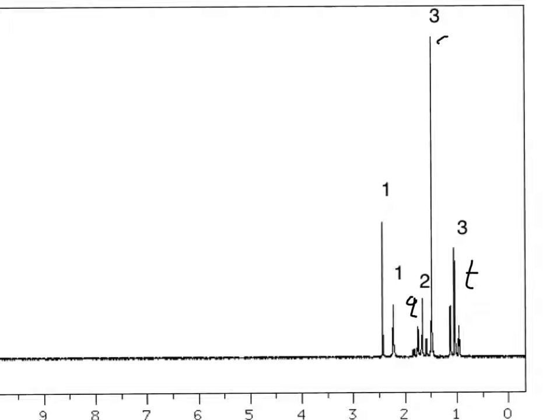And then we've also got a singlet, and another singlet, and another singlet. So our triplet integrates for 3, and our quartet integrates for 2. Pretty good indication that's an ethyl group. So let's write that down as a structural feature in our molecule. So we've got that as a structural feature.